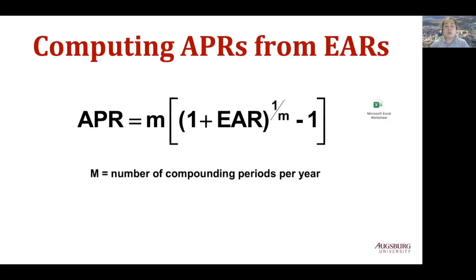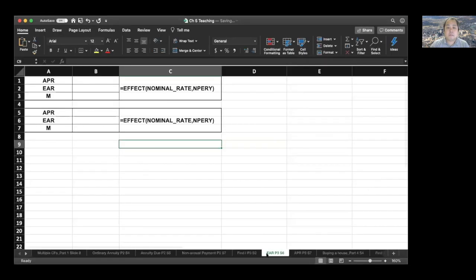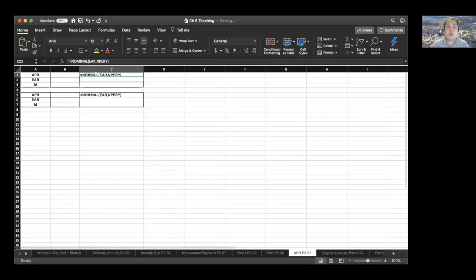You can also calculate APR from EAR. This is the formula. We can also use Excel. For Excel, there's a formula NOMINAL, with the EAR and m, the number of compounding periods per year. Then you can calculate APRs. You can practice it later.